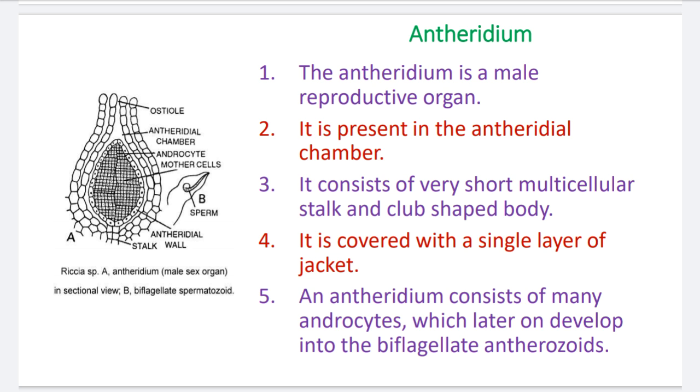Which later on develop into biflagellate antherozoids. These androcytes are also called sperm mother cells or androgonal cells, and these androgonal cells produce the biflagellate antherozoids. These antherozoids are also called spermatozoids, sperms or male gametes. In this way, a single antheridium produces many sperms, many male gametes or many antherozoids.